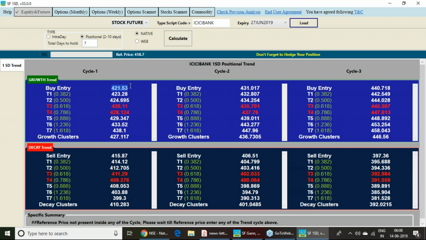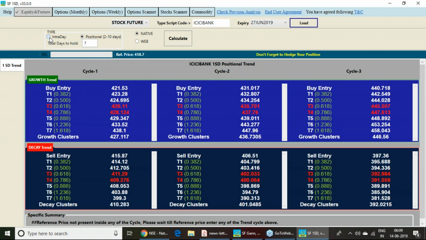It says that if it goes above 421.5, it has all probability to hit 437, with a growth cluster at 427, where it will find the maximum resistance. If it falls below 416, it can fall down to the 400 level also. 410 will be the major support it can find. So this is for ICICI Bank. If this cycle completes, then it will go for a second cycle, third cycle like this. So this is what the software gives.